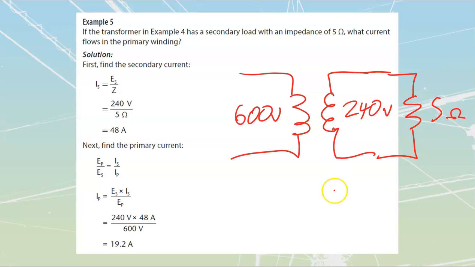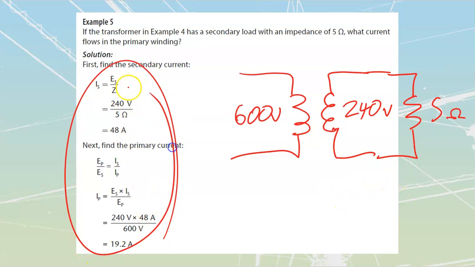Over here, what do I know? VA in is equal to my VA out. Can I go through all of these formulas over here? Absolutely, I can. What they're doing is finding the current on this side using the resistance and the voltage. They find the current, and then take that current and move it across to the other side by manipulating that formula, which then gives them their primary. That's their method.